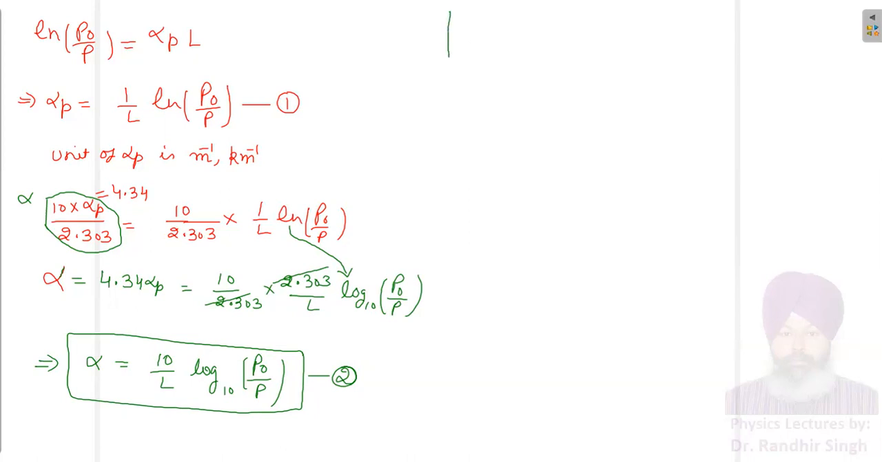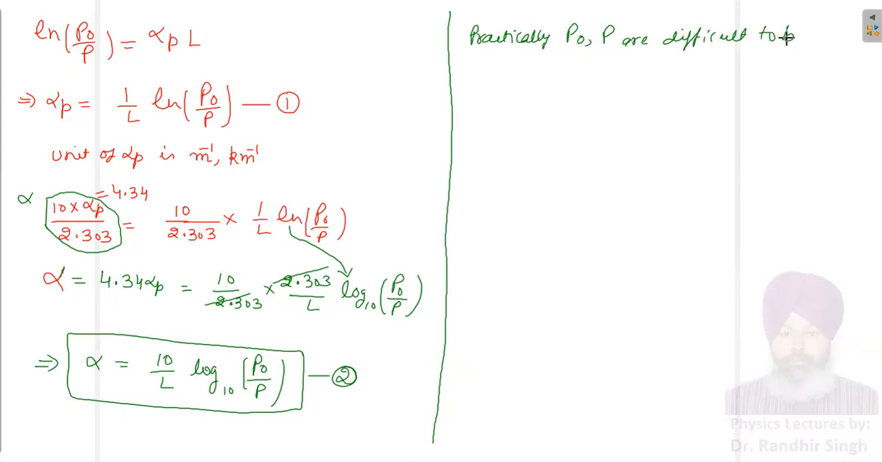But practically it is difficult to measure optical power directly. Practically P0 and P are difficult to measure directly, and we will therefore use an indirect method.